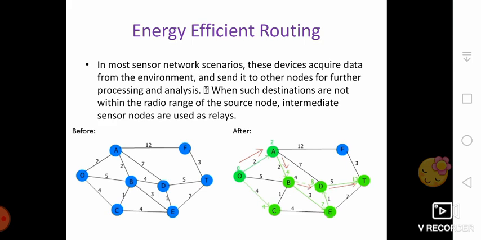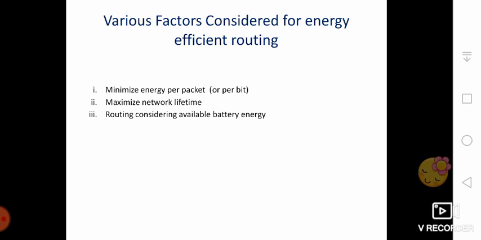So, what qualifies as a good cost metric in general depends on the precise intention of energy efficient unicast routing. In fact, these are the various aspects of how energy or power efficiency can be conceived of in a routing context. So, in this figure, we can include energy cost and available battery capacity per node. Then, the various factors considered for energy efficient routing.